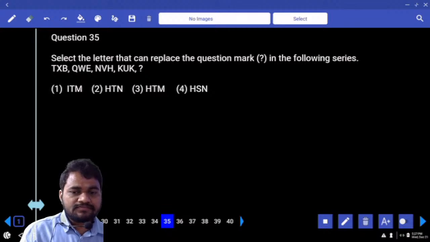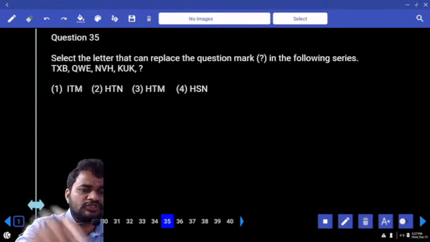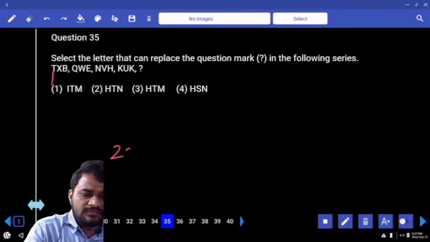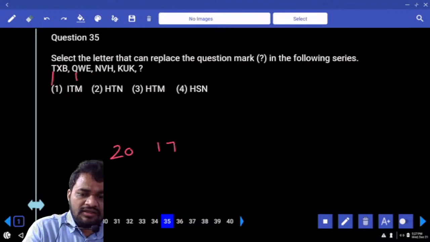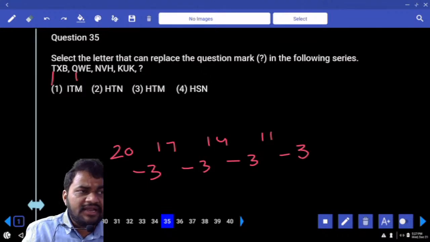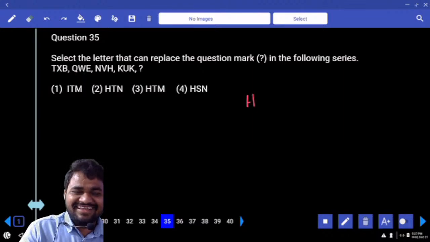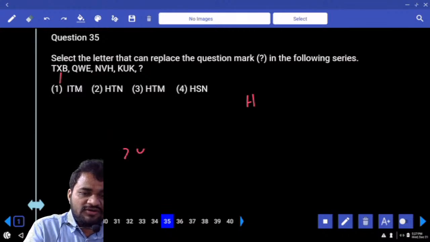Here to get the answer you can pick any of the letters, right? So if we go for starting letters, that is T 20, Q is 17, N is 14, K is 11. Minus 3, minus 3, minus 3. 11 minus 3 is 8, or H. 8th letter is H.